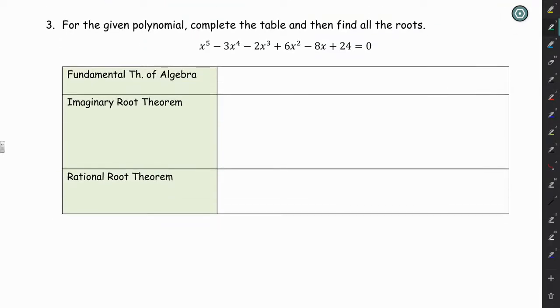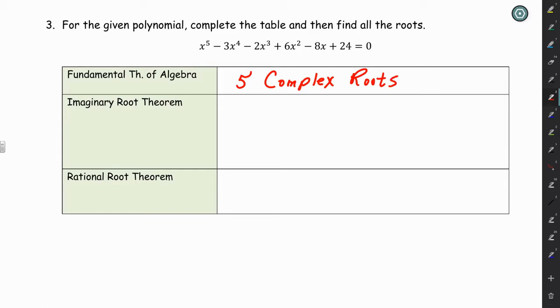All right, last one, number 3. This time we have a quintic polynomial, a degree 5. So we know we're going to have 5 complex roots. Now this one's going to be fun. You could get a math high off this problem, especially if you try it on your own.